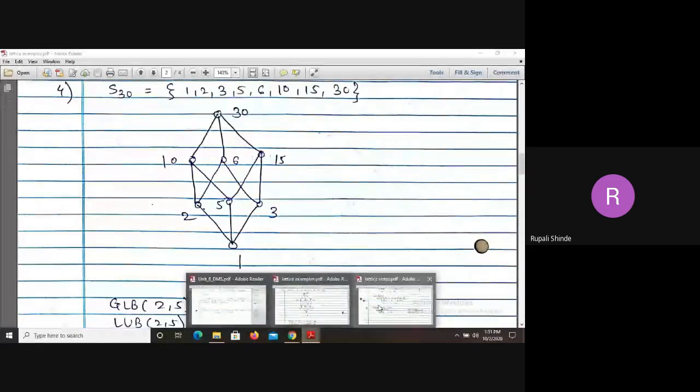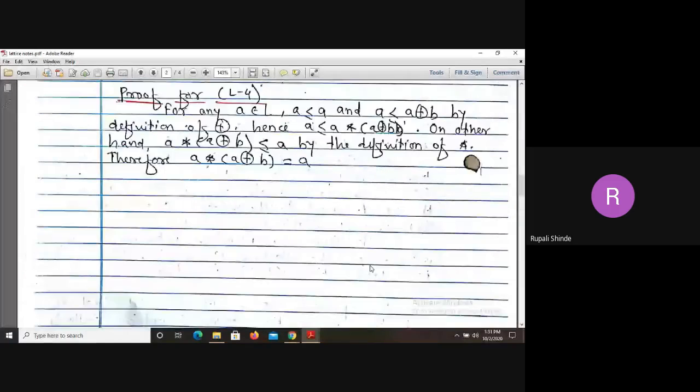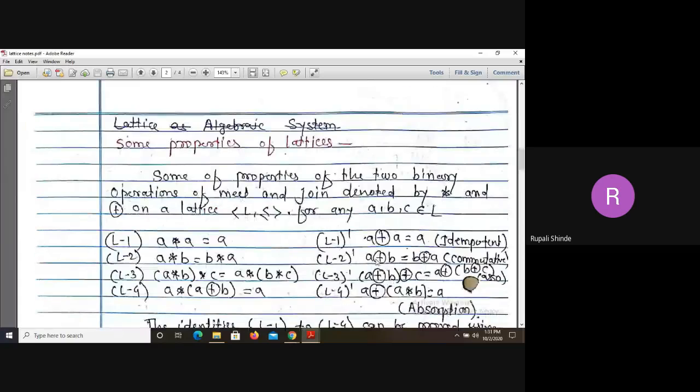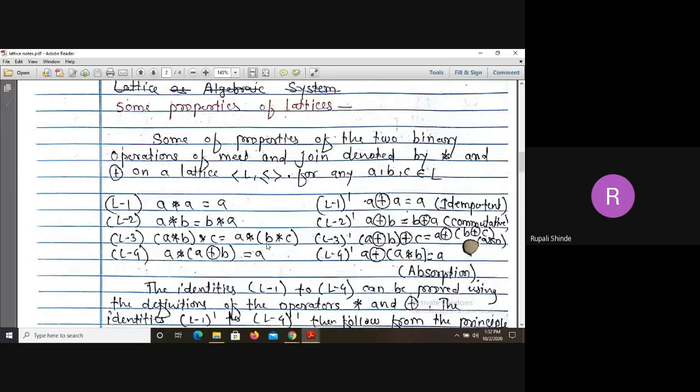Okay. So now we are going to see the next point, that is the properties of lattices. Up till now we have seen what a lattice is and how to draw a lattice. Now we have to see the properties of lattices. Here a total of 8 properties are given. These properties are denoted by two symbols. The first one is star, which is for the greatest lower bound, and the next one is XOR.